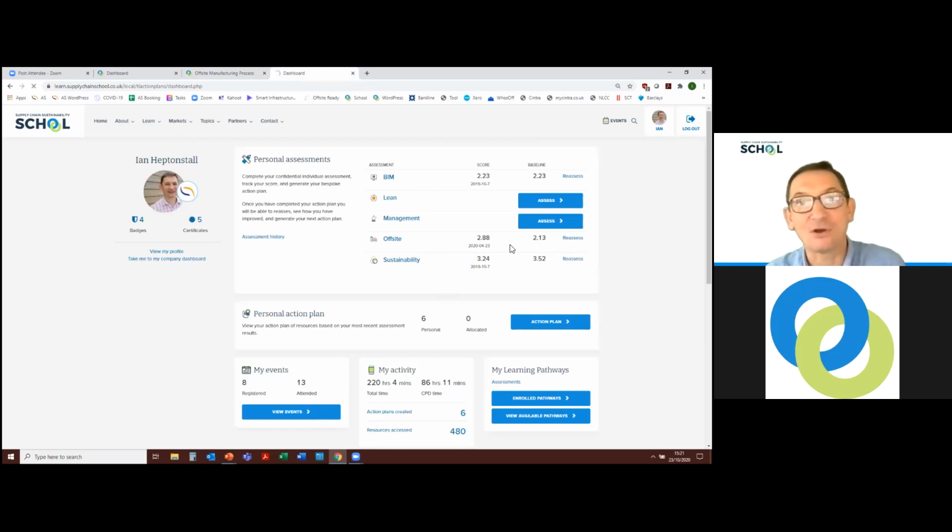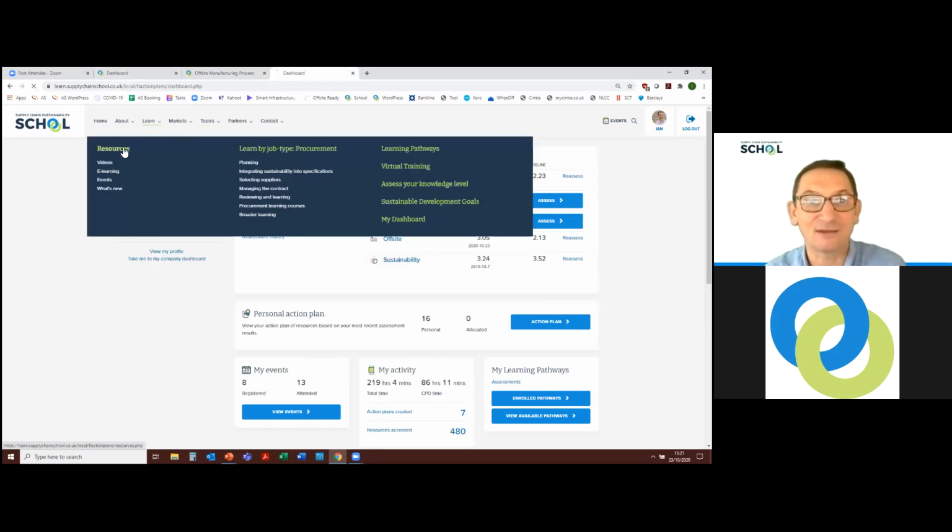So I've now got an offsite score of 3.05, up from 2.88 at the start of this process. And we've got the action plans we can access there, and we're all ready to go. So that's how we use the system. That's how we do our training needs assessment. That's how we access learning through the school.